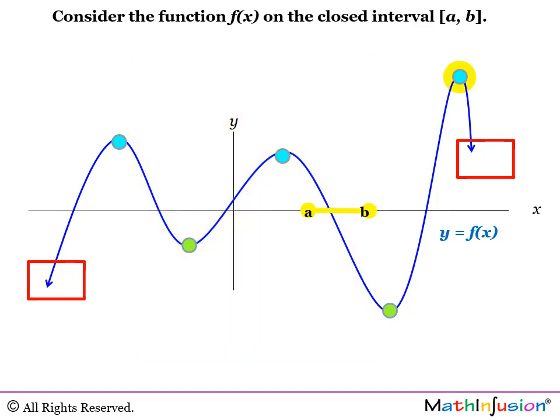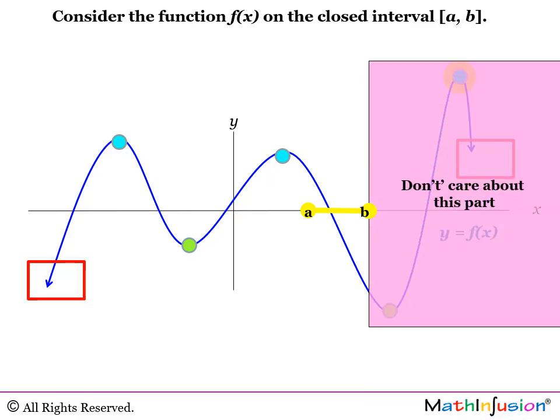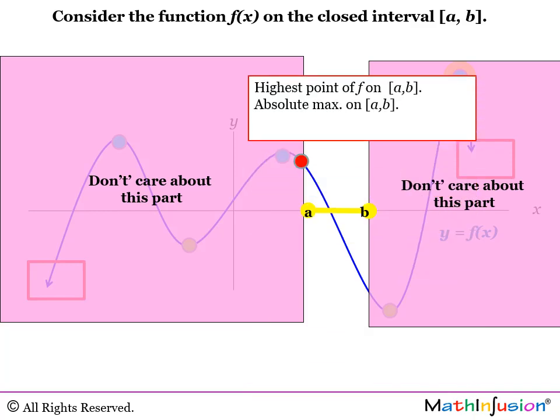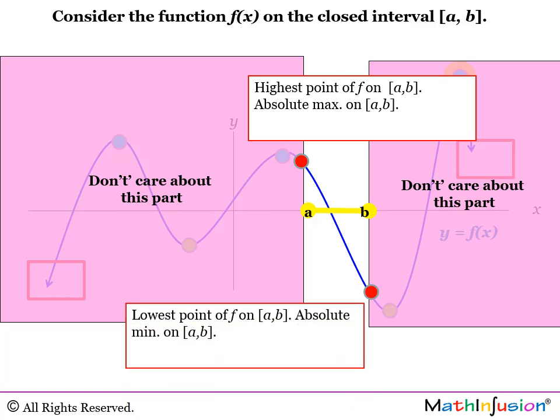Now we're going again to change the interval [a, b]. Let's observe. Again, we don't care about this and this. This is definitely the absolute maximum of the function on the closed interval [a, b]. And this is clearly the lowest point on the graph y equals f(x) on the closed interval [a, b]. So this is the absolute minimum on the closed interval [a, b].